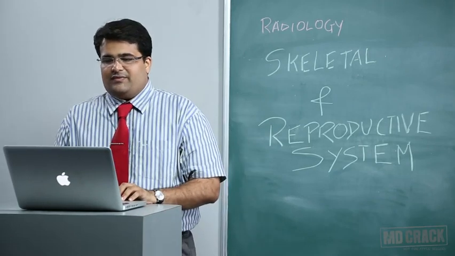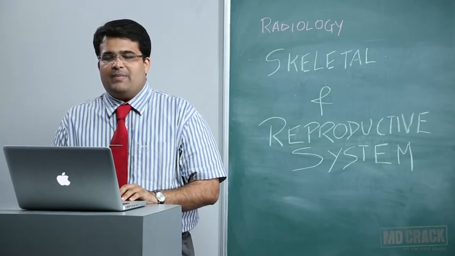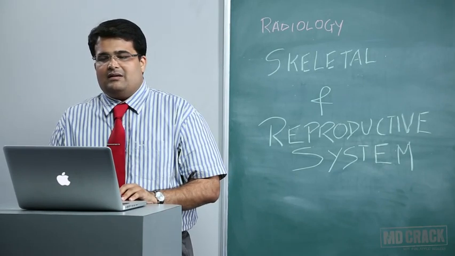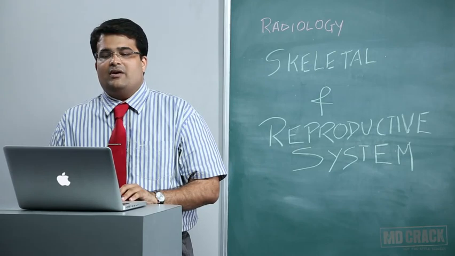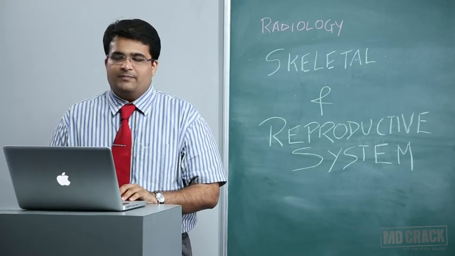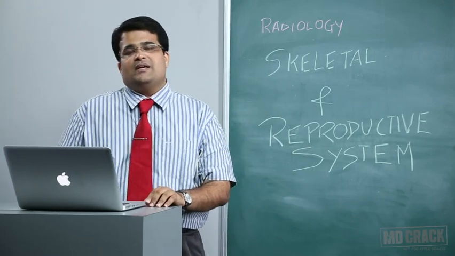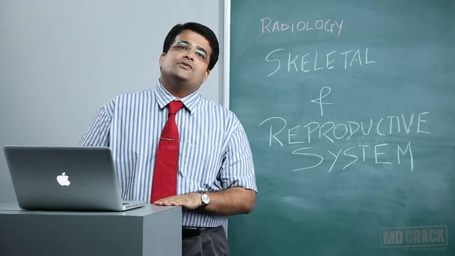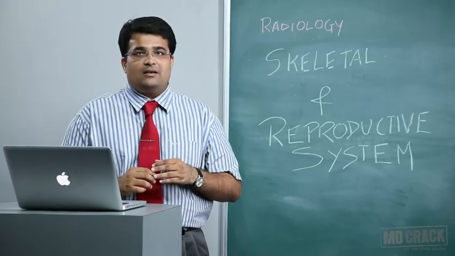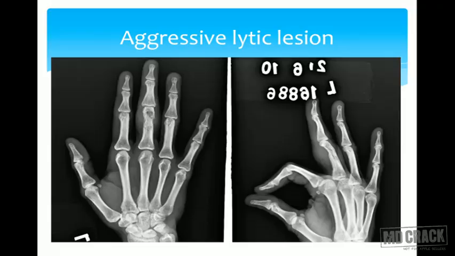So in this case, you see a moth-eaten pattern, and there is destruction of the cortex, and there's a soft tissue lesion over it. Another thing which is very typical for bone neoplasms is periosteal reaction. For osteosarcoma, you will get a sunburst kind of appearance. You'll see an onion peel sort of appearance which is seen in Ewing sarcoma.